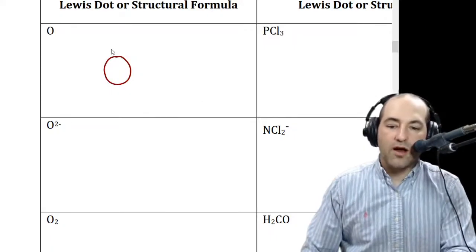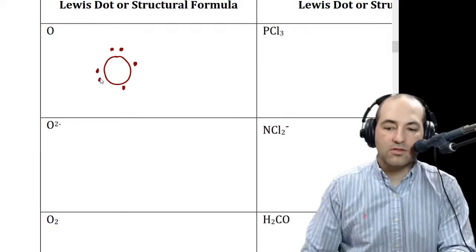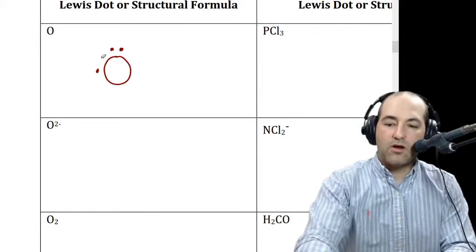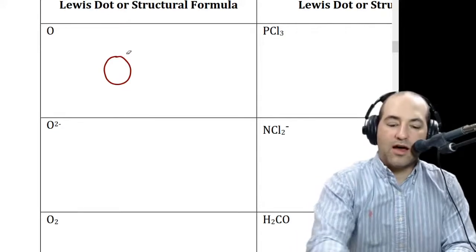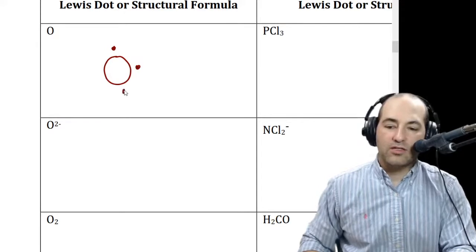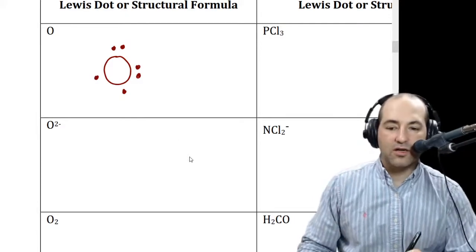All right, so then we draw those 6 valence electrons on the atom. 1, 2, 3, 4, 5, 6. Let me redo that actually. The best way to do this, because remember, we want to know which electrons are paired and which are not, is to put 1 electron on each side first, and then start pairing them up until you run out of electrons. So there's our 6 electrons.